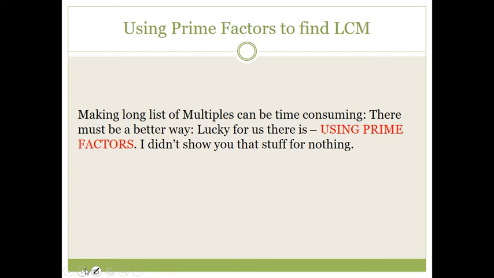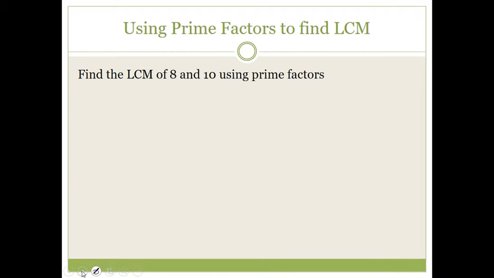But again, making lists of multiples can be time consuming, right? There must be a better way. And luckily for us there is, using prime factors again. I didn't show you guys that stuff for nothing. So let's think about finding the least common multiple of 8 and 10 using prime factors. When we made the list, we already saw that the least common multiple of 8 and 10 is 40. Now let me show you how to get that number 40 using prime factors.